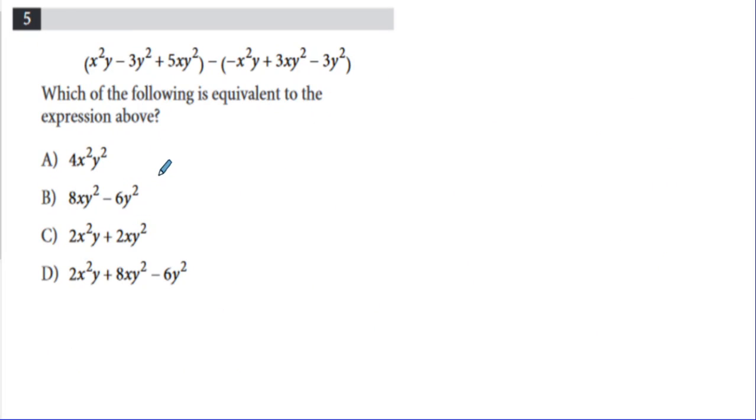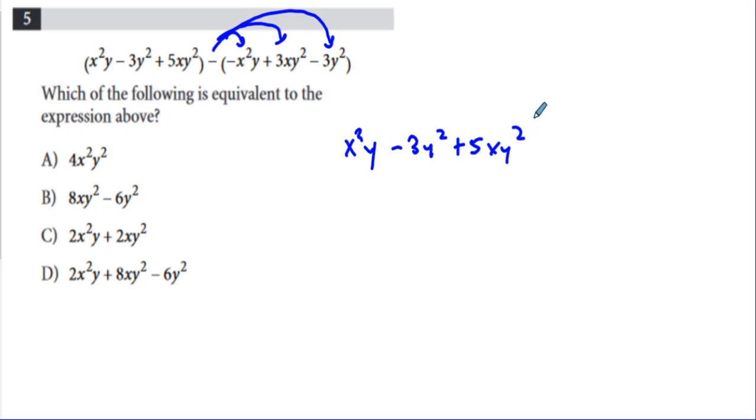Problem number 5. This looks messy, but all this problem really is, is a subtraction problem, so it's combining like terms. And here's what I recommend. If I talk about x squared y, which is this first term, whenever there's a minus sign in between two expressions, I like to distribute that to the other ones. Otherwise, you're going to have to do minus negatives, and I feel like that's the spot where most of these errors occur. So if I subtract these, it's instead going to be x squared y minus 3y squared plus 5xy squared. That's the first expression.